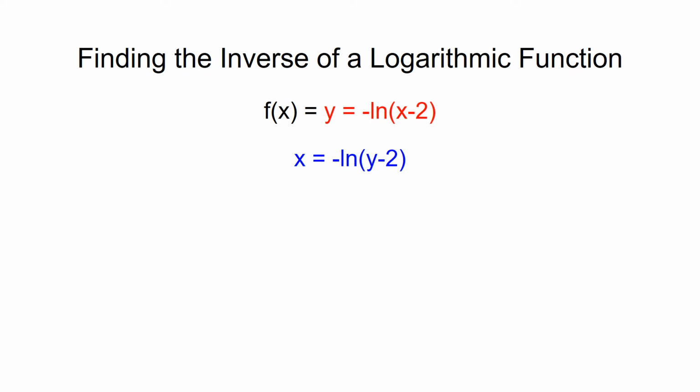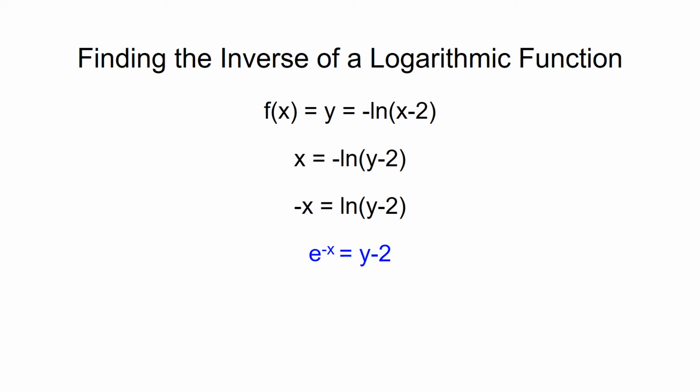Now we have an implicit definition of the inverse function. x is equal to minus the natural log of y minus 2. If all we needed was an implicit definition, we could stop right there. But generally speaking, we don't want to stop there because it's not that helpful for graphing or working with to just leave it like that. So we go a little further. What we really want to do is get y alone on one side of the equation. The first step in doing that is to multiply both sides of the equation by -1. Then we have minus x is equal to the natural log of y minus 2.